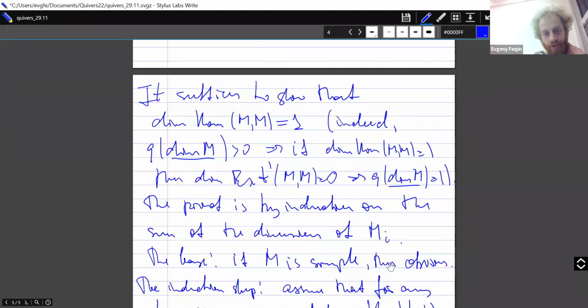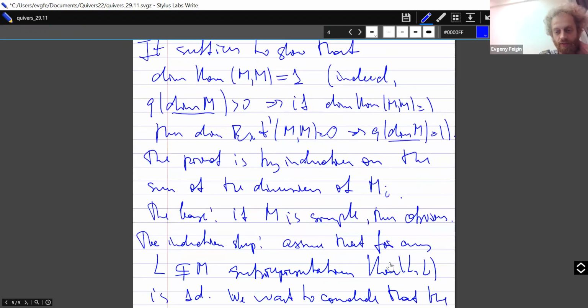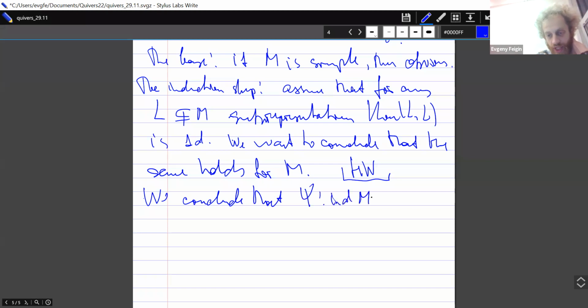So let us go back here. The goal was to show that the image of phi is a subset of the set of positive roots. And now we are done. And we now want to show that the map is injective and surjective. So we conclude that actually psi is a map from the set of indecomposable representations of M into the set of positive roots.